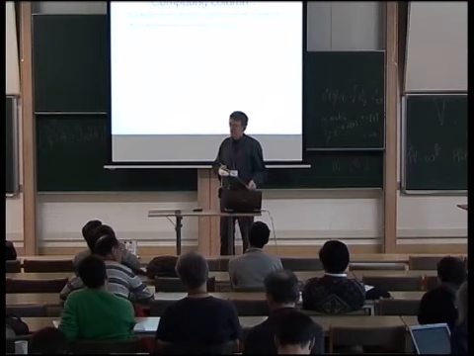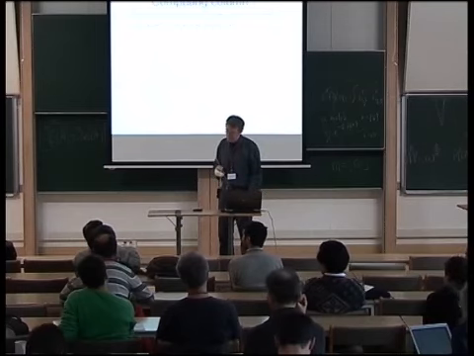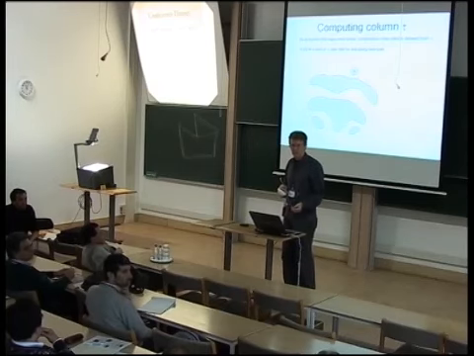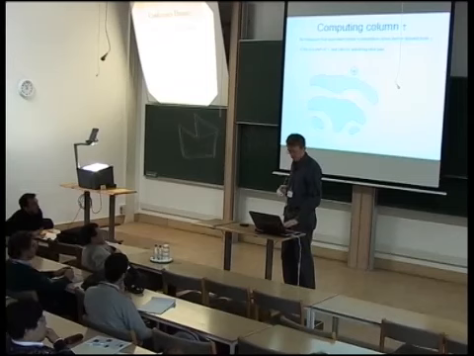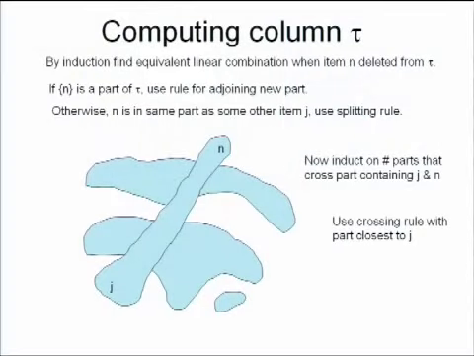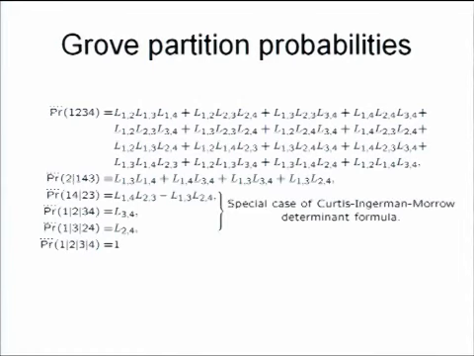Well, it depends on what you mean by explicit. It was the product of these matrices. Yes. Okay, and this is just explaining the induction of how you can convert any partition into a linear combination of planar partitions. These are just the growth probabilities on 4 nodes.